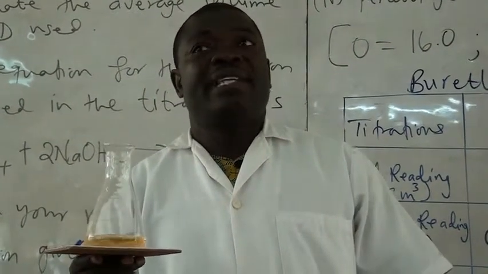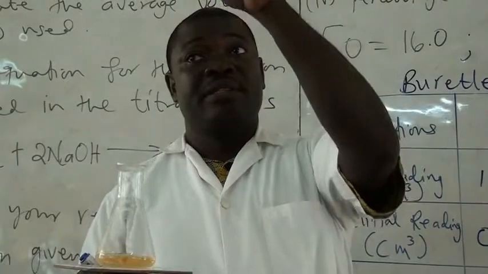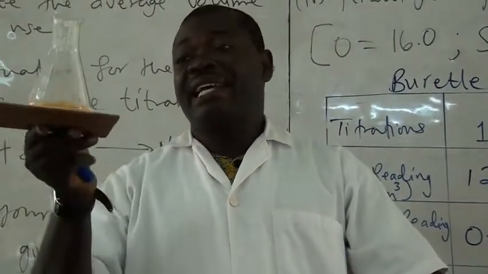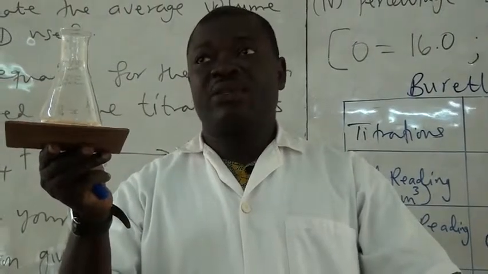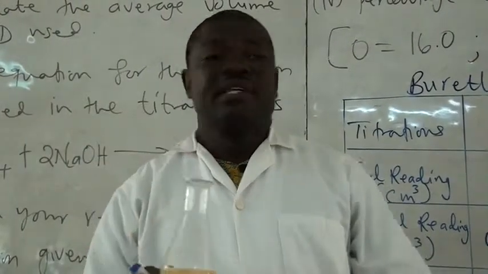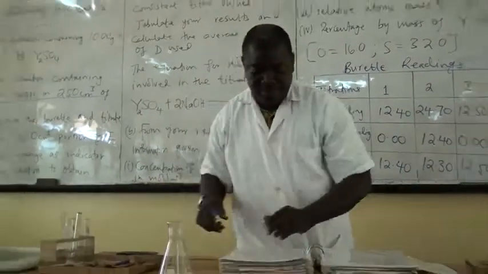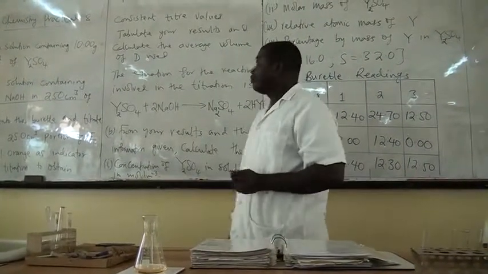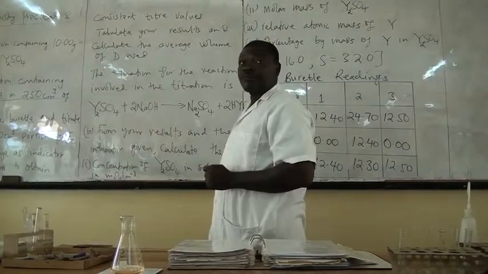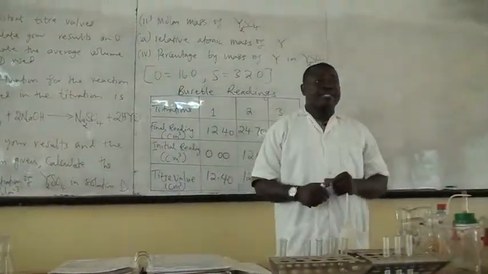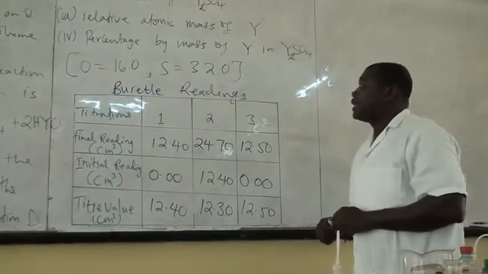Are you listening to me? The initial color is yellow. From that color to this particular one, that is the endpoint. Okay. So draw your table and let us start with the work on this particular question.